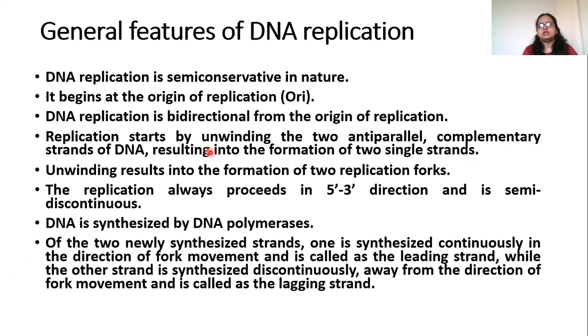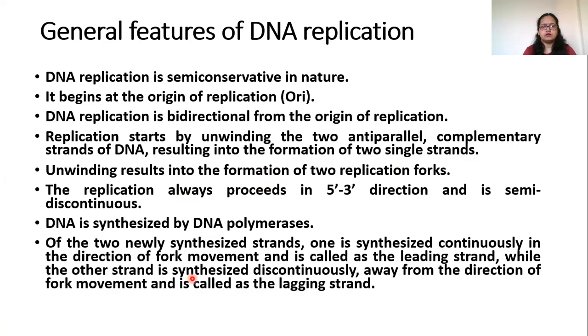Okay, now the replication starts. In order to start the replication, the DNA molecule, which is a double-stranded DNA molecule, must unwind, or the two strands must be separated from each other. These two strands are antiparallel and complementary, and they result in the formation of two single strands. This unwinding results in the formation of two replication forks.